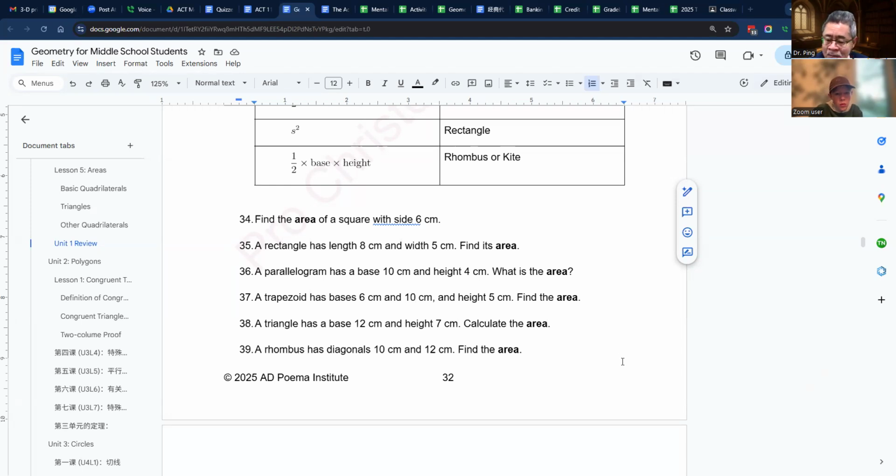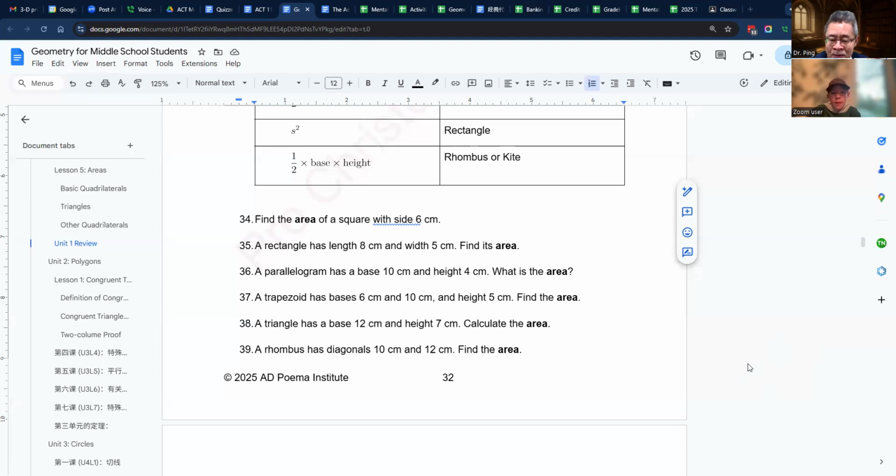Yep. That's right. 35? Oh, sorry, I thought it was 34. Yeah, we already did 34. A rectangle has length 8 centimeters and width 5 centimeters. Find its area.